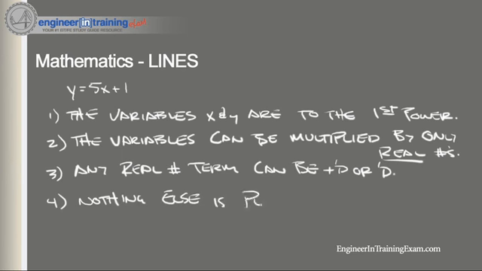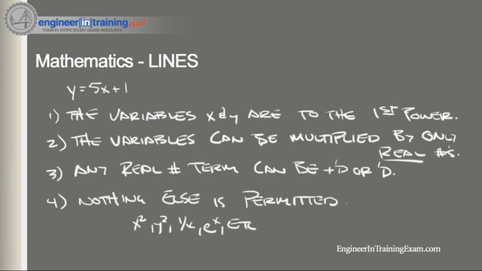So that is to say that if you're given an equation and you see that that equation has x squared, if it has y squared, if it has 1 over x, e to the x, whatever, anything not to the first power, then it is not a linear equation.